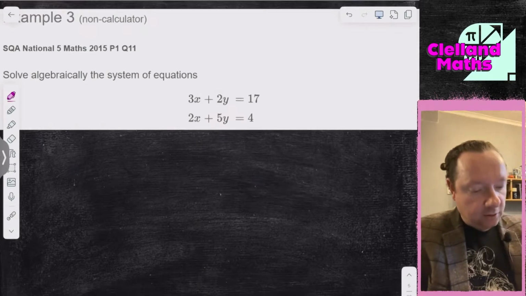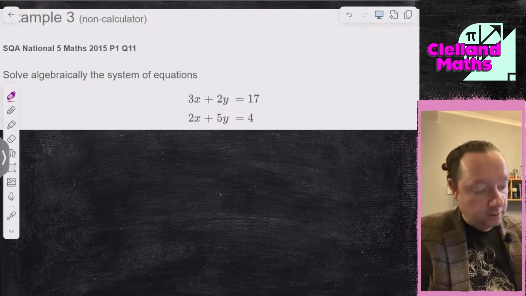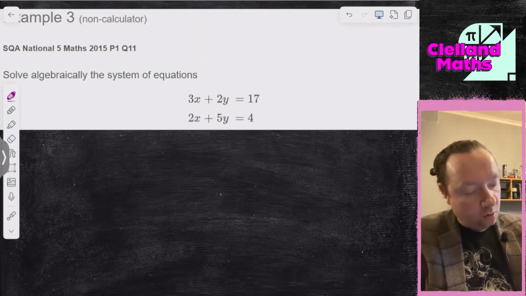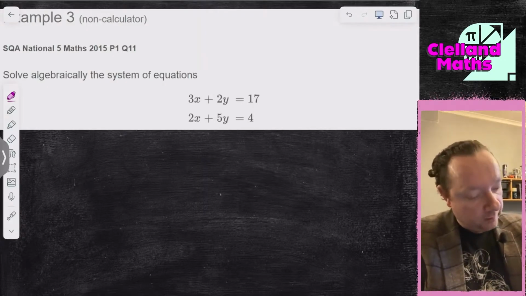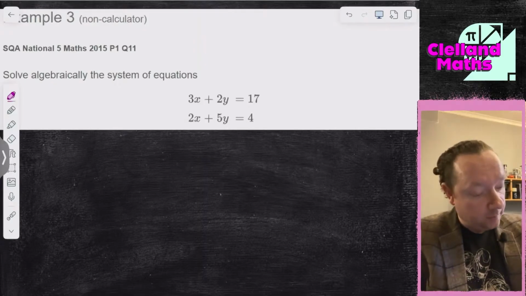Example 3, SQA National 5 Maths 2015, Paper 1, Question 11. Solve algebraically this system of equations. So we have got, make the y's the same possibly. So times by 5 and times by 2.